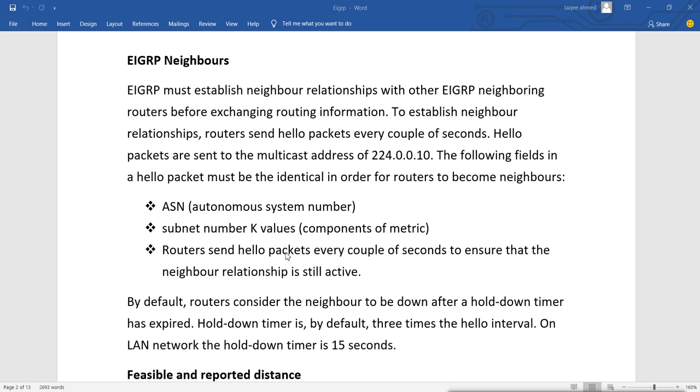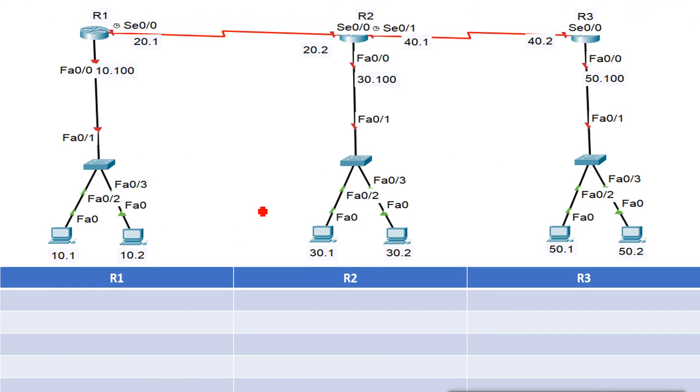Then the router sends hello packets every couple of seconds to ensure that the neighbor relationship is still active. By default, a router considers the neighbor to be down after the hold down timer has expired, and the hold down timer is by default 3 times the hello interval. On a LAN network, the hold down timer is 15 seconds. That means the hello timer is 5 seconds. So first they create the neighbor. For example, what happened? This is the topology, for example.